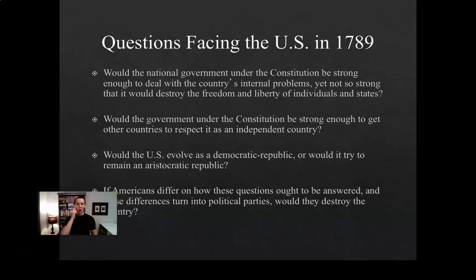Finally, it led to the rise of the first two political parties. One of them died out. The Republican Party will die out soon after this, in the next lecture. The question is, can the United States survive political parties? In 2021, I don't know. It's a good question.